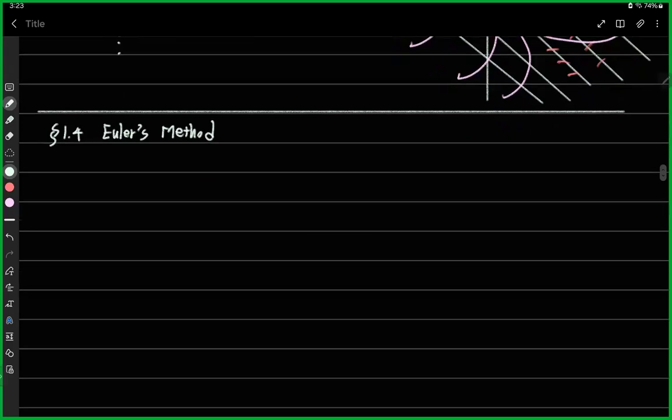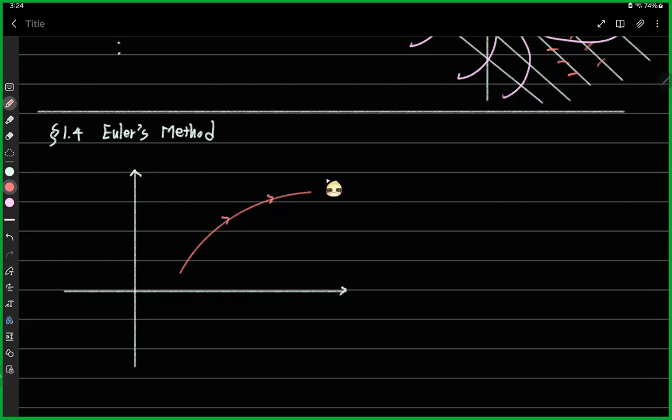Let me give you just the blueprint of the Euler method. Right here, we draw this. Let's say this is a solution curve right here, or we can say integral curve, solution curve, whatever. Here is t0. This is t, and this is y.